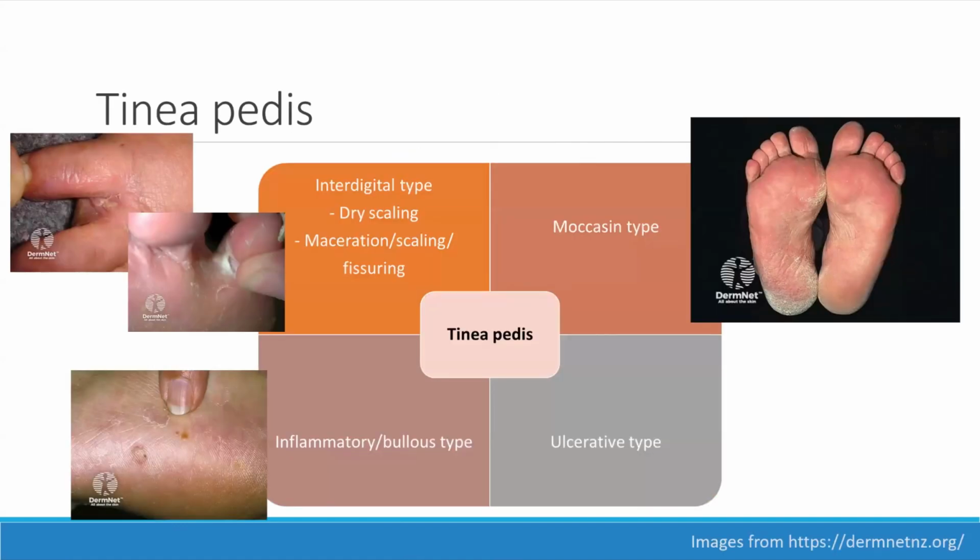There are 4 main types of tinea pedis. Firstly, the interdigital type, which can be dry scaling or maceration scaling and fissuring. You also have the moccasin type, the inflammatory or bullous type, as well as the ulcerative type.